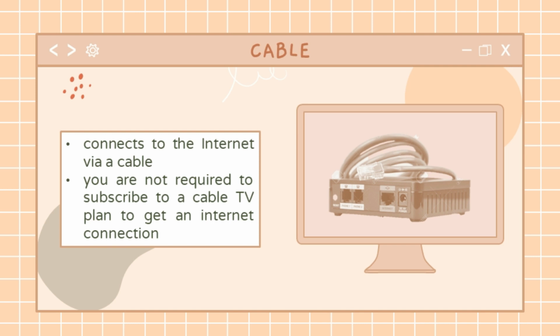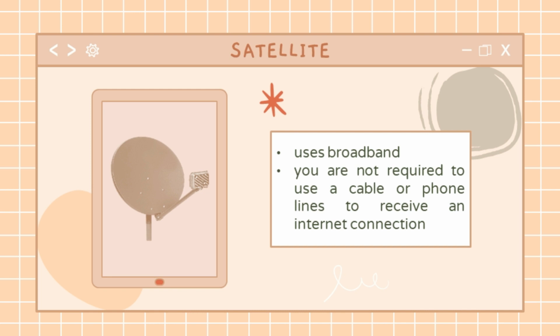Satellite. A satellite connection uses broadband, but it is more reliable since you are not required to use a cable or phone lines to receive an internet connection. So, kagaya ng dial-up, ito yung pinaka-convenient na gamitin sa mga rural area kasi cable and DSL, baka hindi siya available sa lugar na nakatira ka. Kaso, may disadvantage din to. Yung internet speed or yung internet connection nyo, maapektuhan siya depende sa weather patterns, since yung internet is connected through satellites orbiting around the Earth. Also, pricier siya kaysa dun sa tatlong unang nabanggit na internet service.